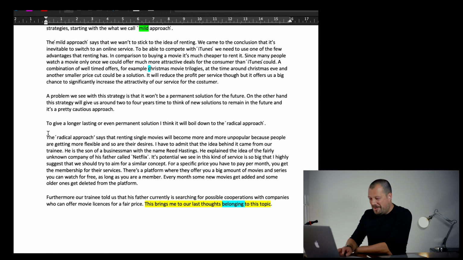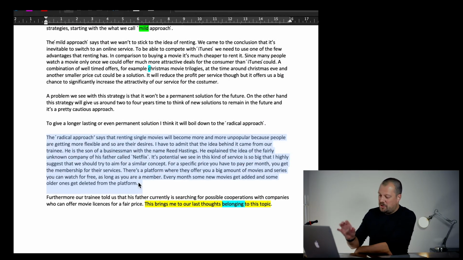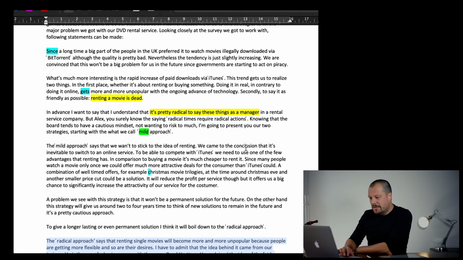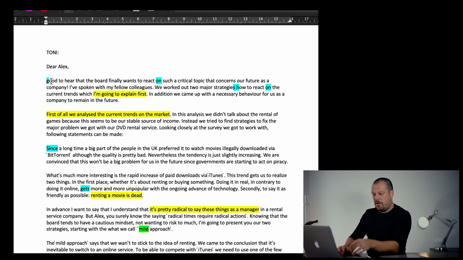Here we have a whole paragraph which shows Toni's ability to see the future and see there is going to be a company called Netflix coming. Remember, it's 2009, 2010 when this email is being written. I laughed. This was funny. Okay, so let's just go through a few issues here.